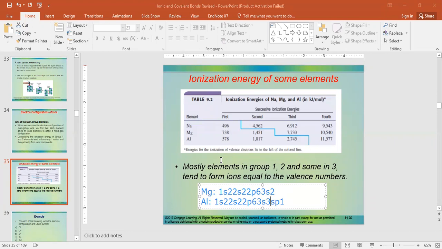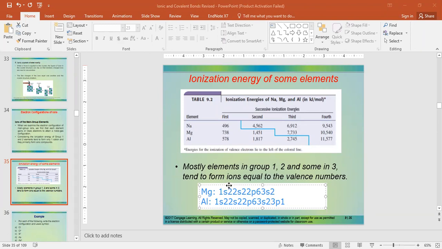Excuse me, sir. Is there a student who has a question? The configuration is still very wrong for aluminium. 1s2, 2s2, 2p6, 3s2, and 3p1. You've written 3 as 3, then no, it should not be like that. It is 3s2. 1s2, 2s2, 2p6, 3s2, 3p1. That should be the correct one, isn't it?